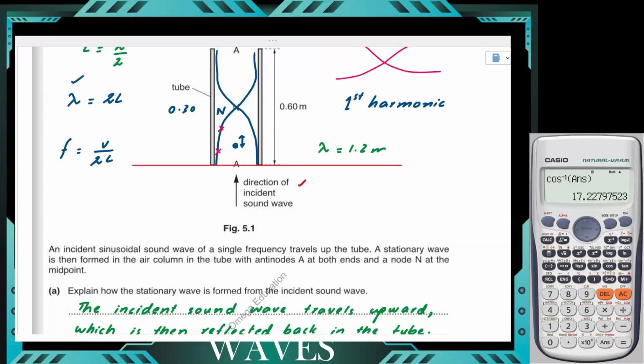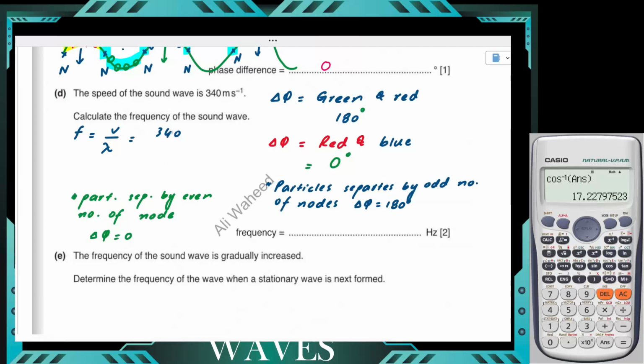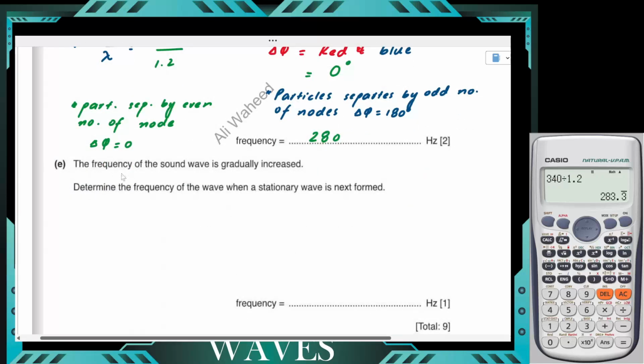Now I can simply insert the value of lambda, which is 1.2 meters. We have made it very easy for ourselves. Then we hit it on the calculator. 340 divided by 1.2, what we get is 283 into 2 SF. We can write it as 280 hertz. Alright, so this is the frequency of the sound wave when it is gradually increased. Very easy question, just for 1 mark.